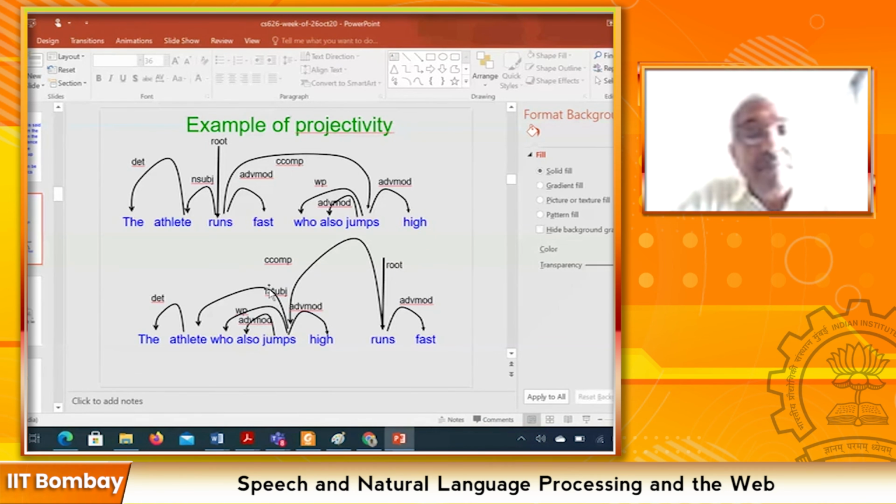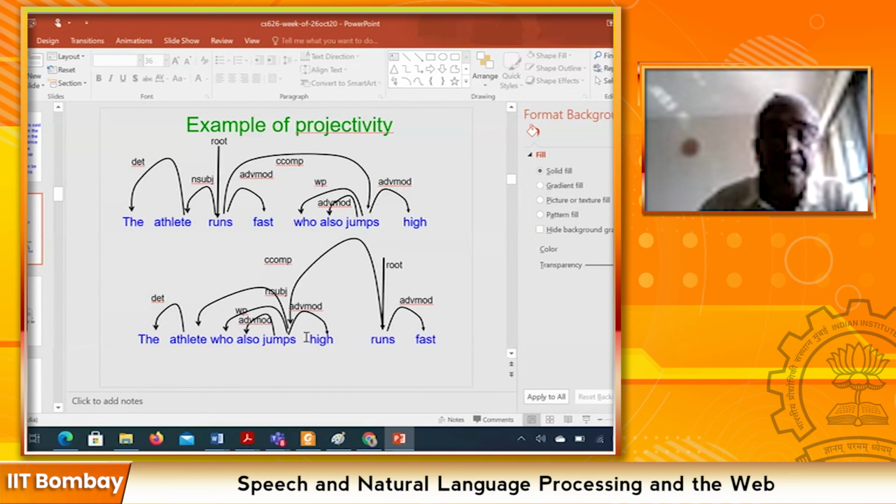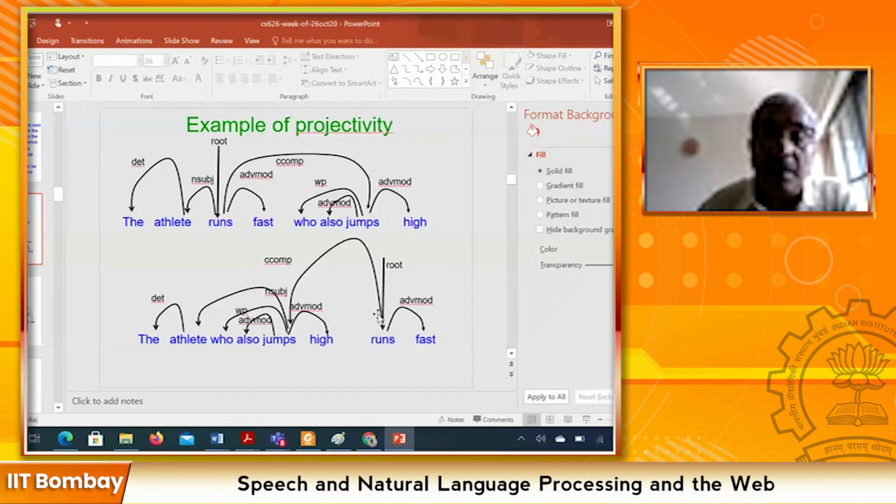Sir, in this, you were saying something about projectivity. Yeah, projectivity. I'm saying that "the athlete who jumps high" is maintaining projectivity. "The athlete runs first who also jumps high" is not maintaining projectivity. That is because from runs to jumps there is a head-modifier dependency, and for the intervening words you must have a path to them. When you go from runs to jumps, jumps to who, jumps to also, there is a path. But from jumps to fast, there is no path. On the other hand, if you have this projective representation, I of course have to solve the problem of runs to athlete, but that is not a problem. You need an nsubj from runs to athlete. But you see here, from runs to jump there is this ccomp relation. The in-between word is high, but you have a path to high also. Runs to jump, jumps to high.